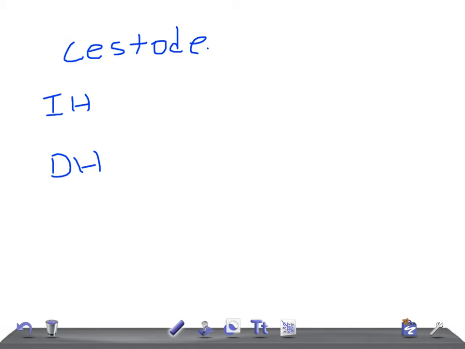So now, it's a cestode, right? It's a cestode. Very good, excellent. What's the intermediate host of this and what's the definitive host of this? First tell me what the definitive host is.